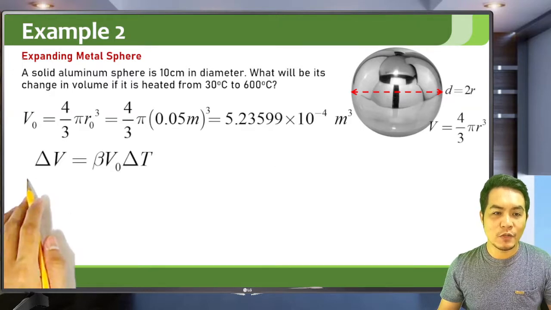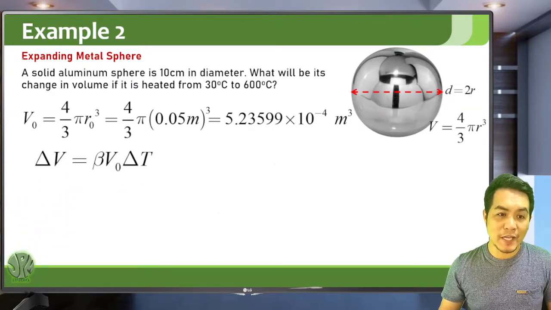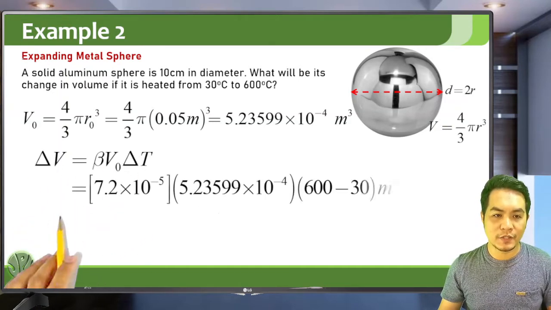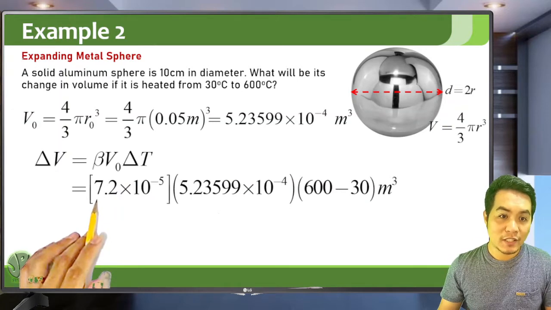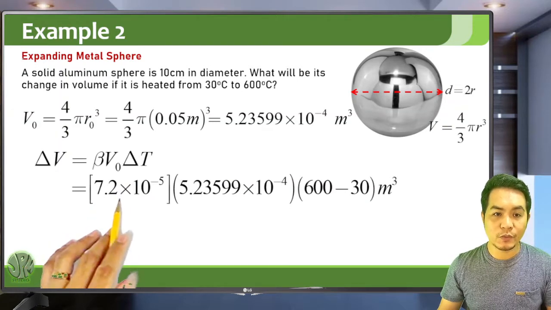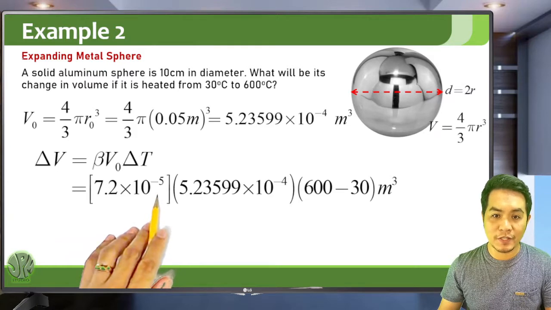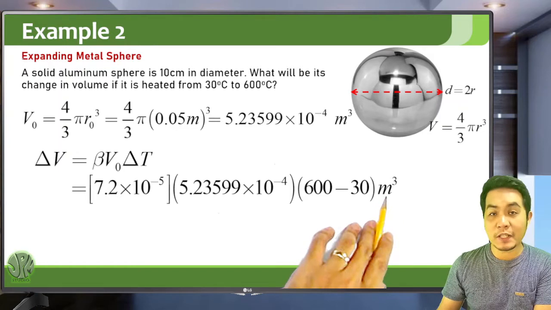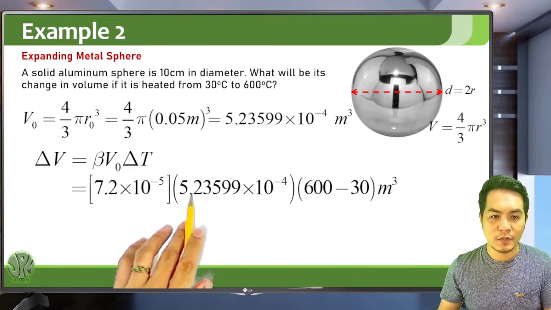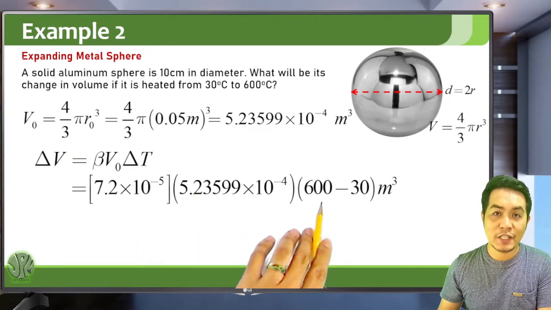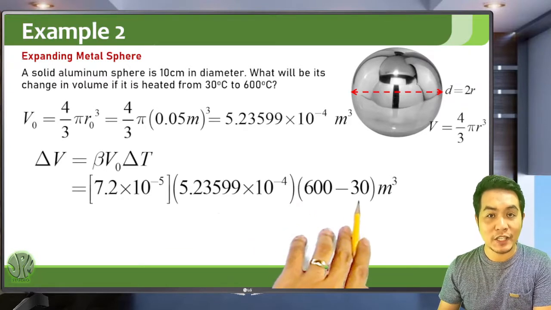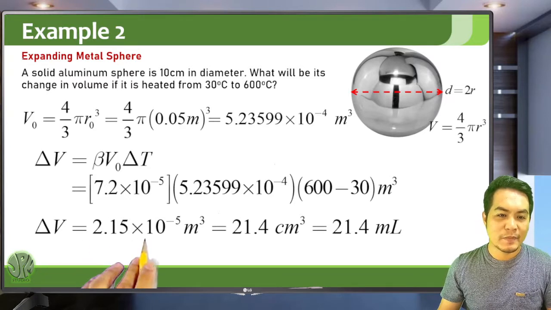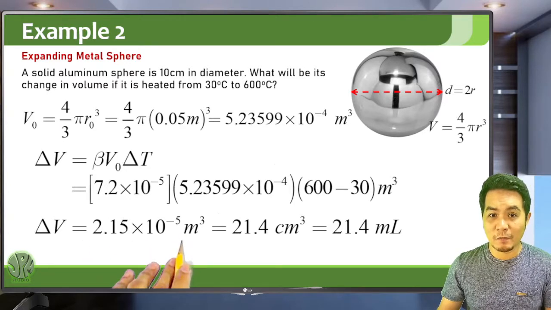We can now use the formula for the volume expansion. The change in volume is beta times initial volume times change in temperature. The beta of aluminum is 7.2 times 10 to the negative 5 per Celsius degree. I omitted the unit here because I already placed the final unit, which is meter cubed. This is the initial volume, and this is the change in temperature: final is 600 minus the initial 30. And you will get a value of 2.15 times 10 to the negative 5 cubic meters.